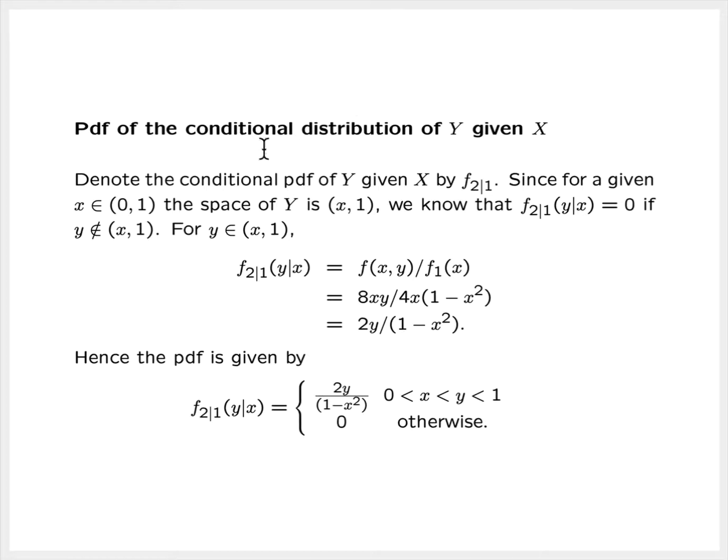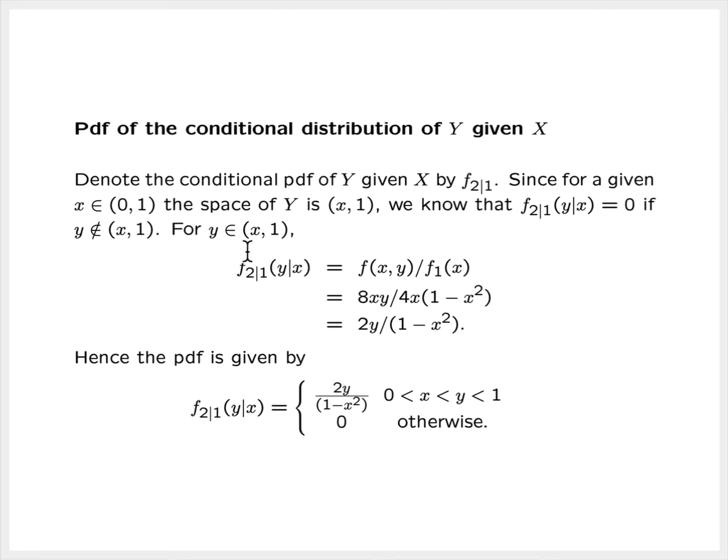Now let's focus on the conditional distribution of y given x. And so we'll denote the conditional PDF of y given x in this way. And since for a given value of x in the unit interval, the space of y ranges from x up to 1, we know that the conditional PDF of y given x is going to be 0 if we evaluate it at any value of y that is not in that interval from x up to 1.